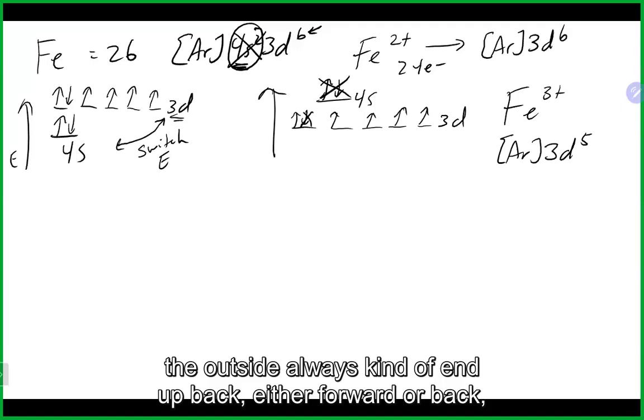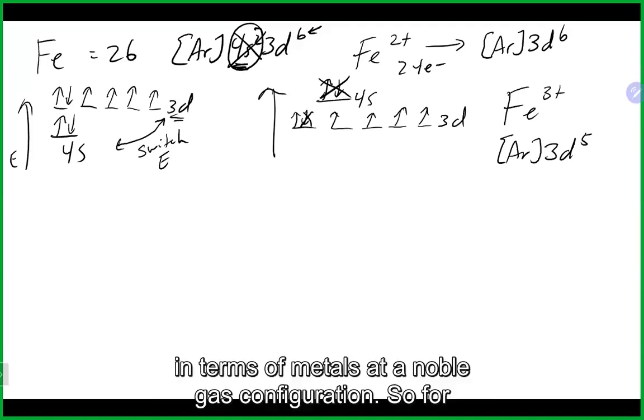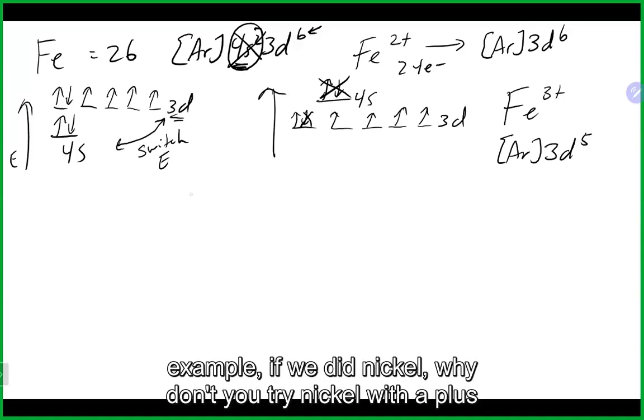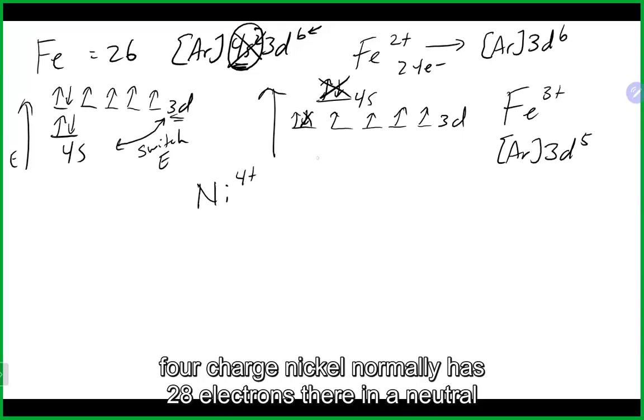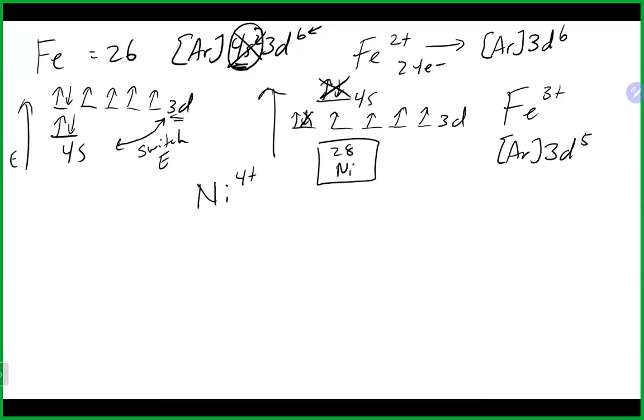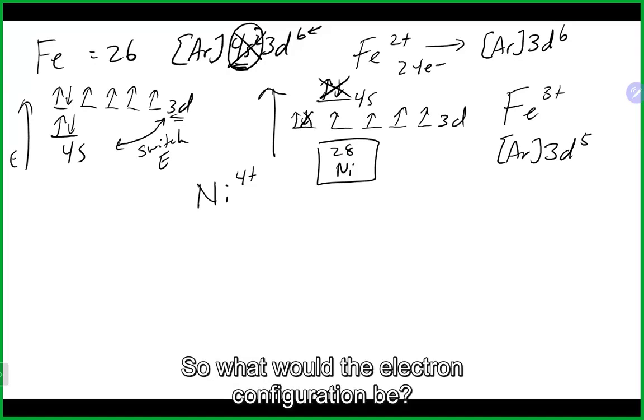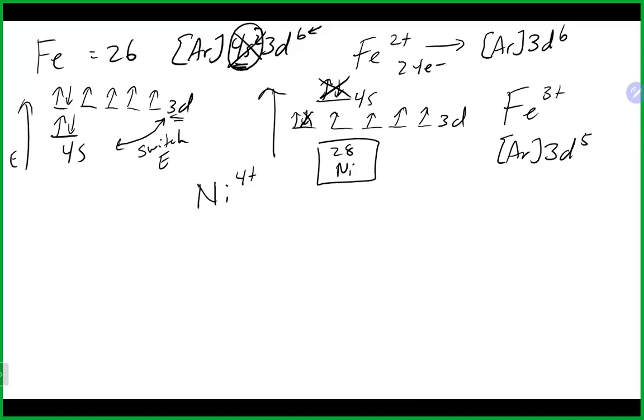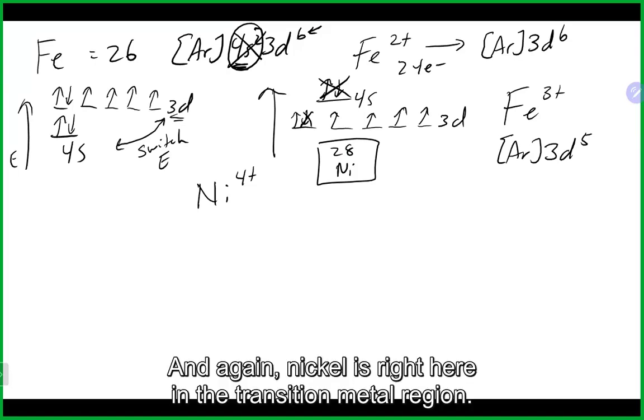Just our guys on the outside, in terms of metals, always kind of end up, either forward or back, at a noble gas configuration. So for example, if we did nickel, why don't you try nickel with a +4 charge? Nickel normally has 28 electrons in a neutral situation. So what would the electron configuration be? And again, nickel is right here in the transition metal region.